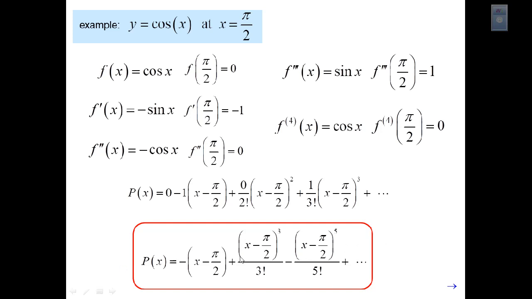So this is a Taylor series, and if we cut it off there, it would be a Taylor polynomial, that is the approximation of y equals cosine x, but it's centered at x equals pi over 2. So when we're centering somewhere other than 0, notice it does look a little more complicated because it actually is, but we're still just plugging stuff in.